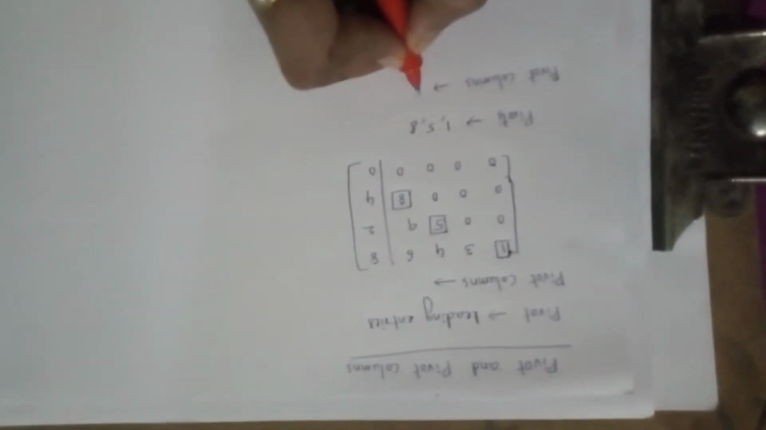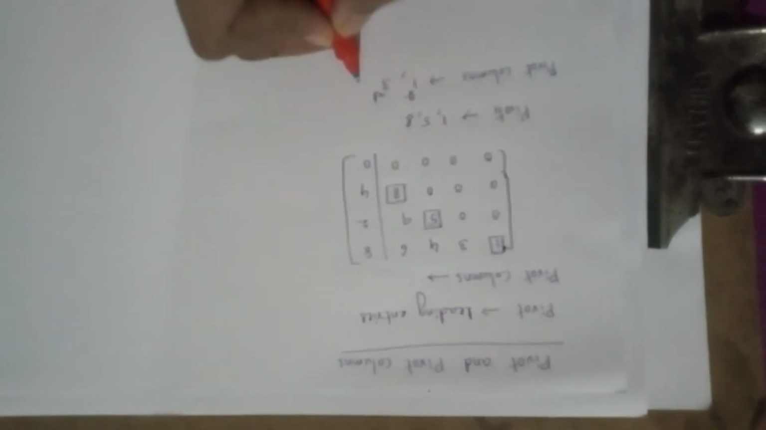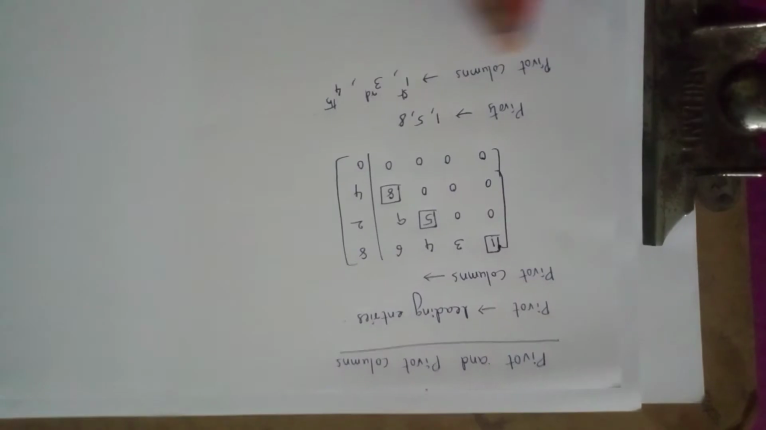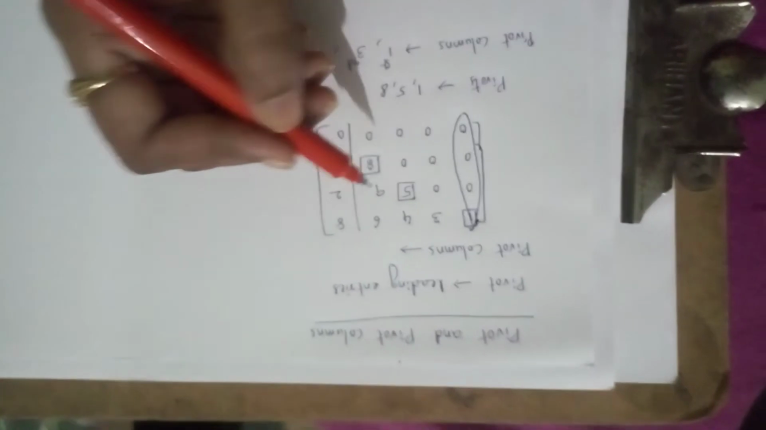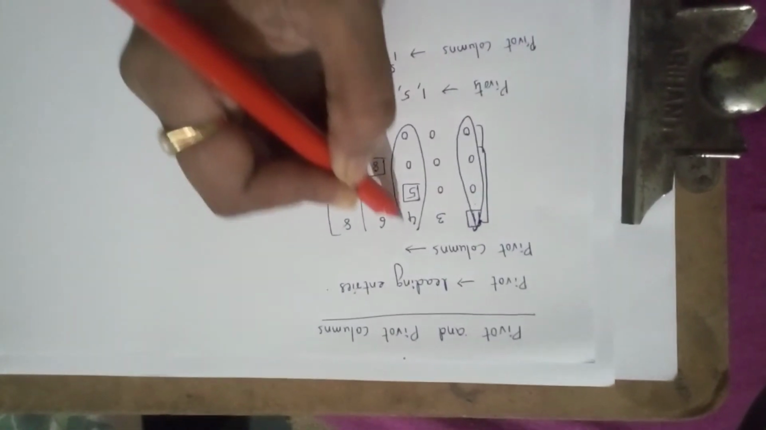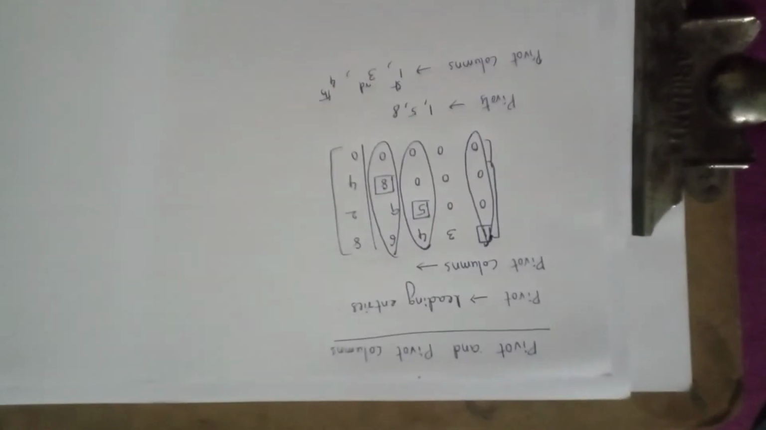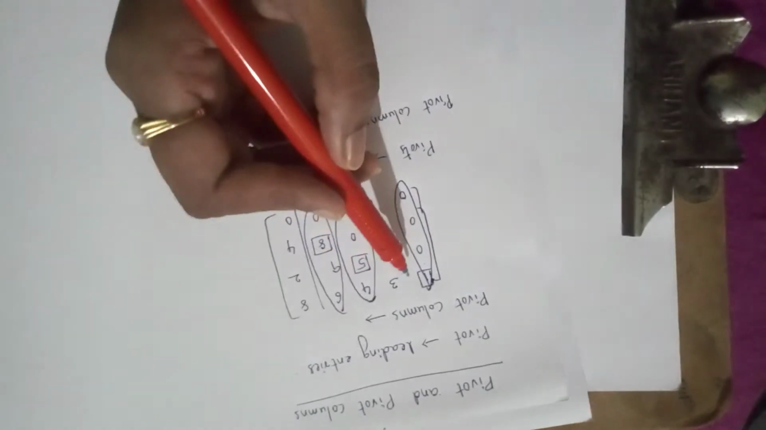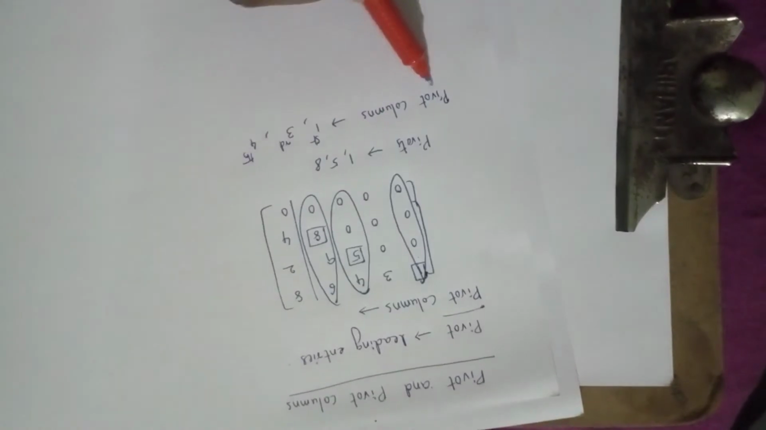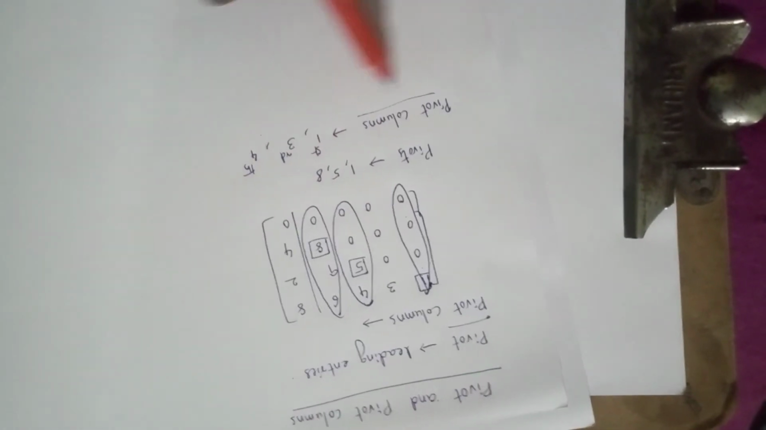See here, the pivot columns are the first column, and next the third column, and next the fourth column. So the first column is a pivot column, the third column is also a pivot column, and the fourth column is also a pivot column. This is called pivot columns. Leading entries are called pivots, and in this matrix the first column, third column, and fourth column are pivot columns.